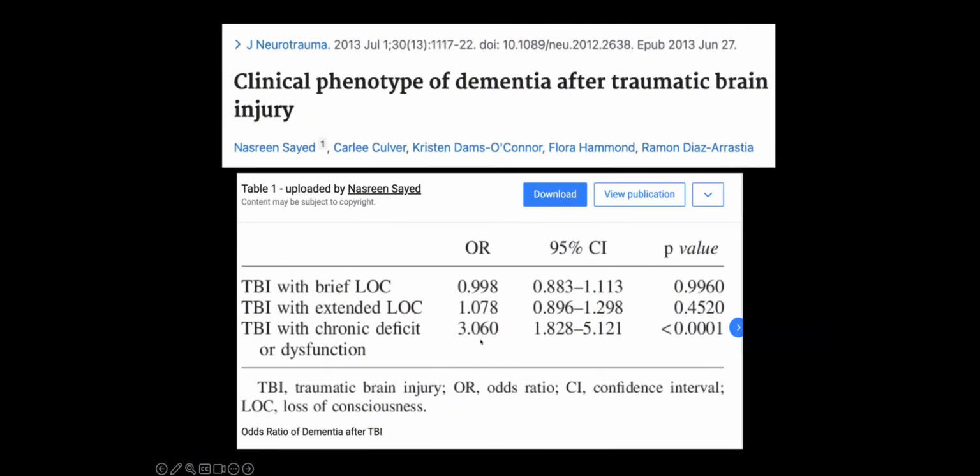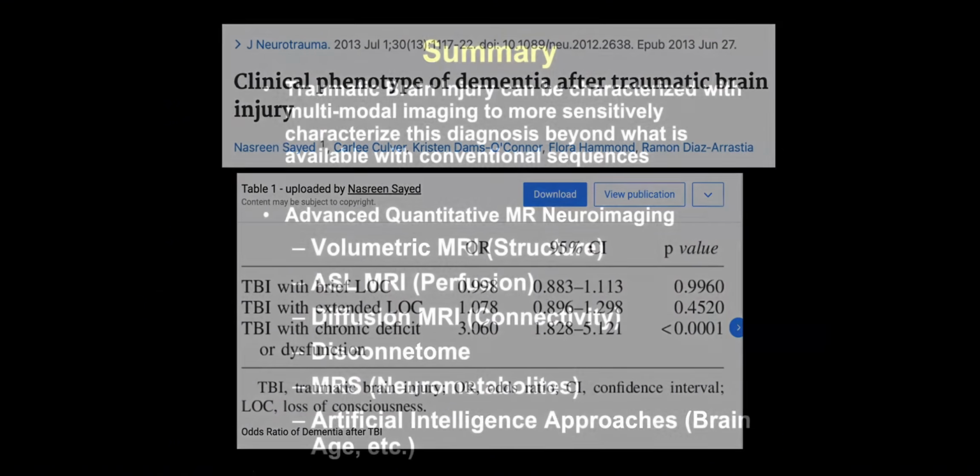And so if an individual doesn't have any loss of consciousness with their TBI, but they have chronic deficits, either cognitive, neuropsychiatric, arousal, symptomatically, that's more predictive of a higher risk of dementia in the future than any loss of consciousness at or around the time of injury. And so that's an important thing to note as well.